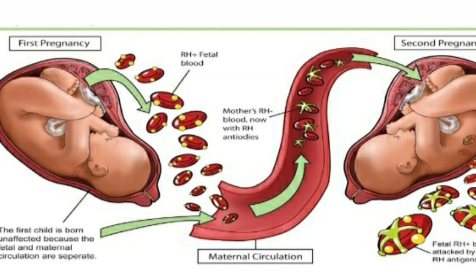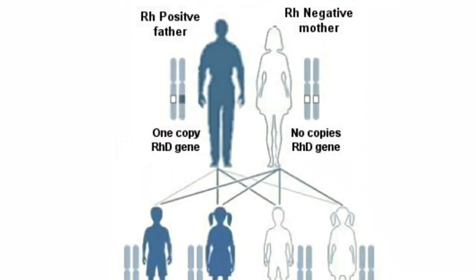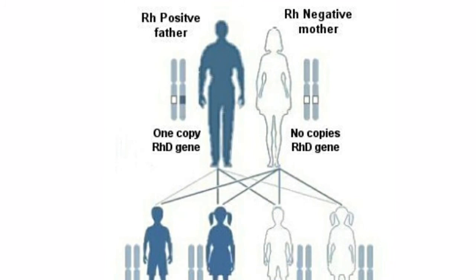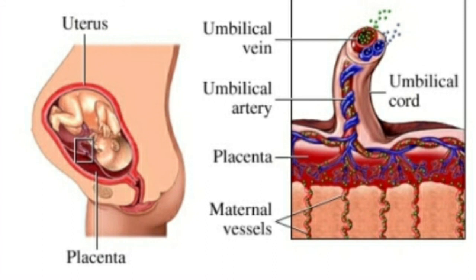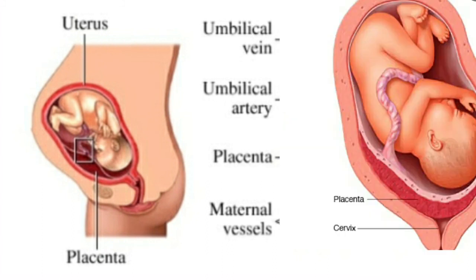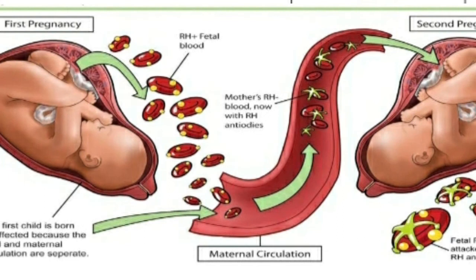When a mother is Rh negative and the fetus is Rh positive, the Rh factor being inherited from the father, usually the first child escapes the complications of Rh incompatibility. This is because the Rh antigen cannot pass from fetal blood into the mother's blood through the placental barrier. However, at the time of parturition or delivery of the child, the Rh antigen from fetal blood may leak into the mother's blood because of placental detachment.